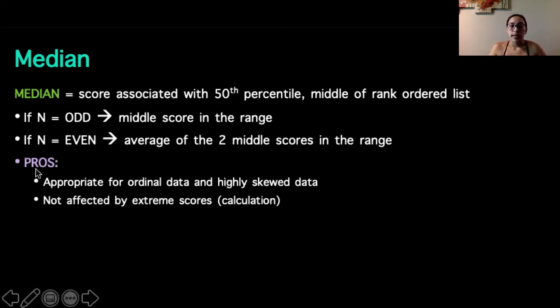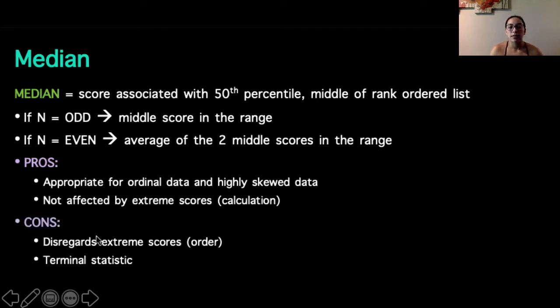In terms of pros, it's appropriate for ordinal data, obviously because they're already ranked. However, you can use it with non-ordinal data as well. It's also nice to use in highly skewed data, right? We mentioned the concept of skewness. When you have an extreme score that affects other measures of central tendency, a median would be nice because it still counts where the middle of the distribution is, regardless of whether that extreme score exists or not. So in terms of its calculation, it's not affected by extreme scores.